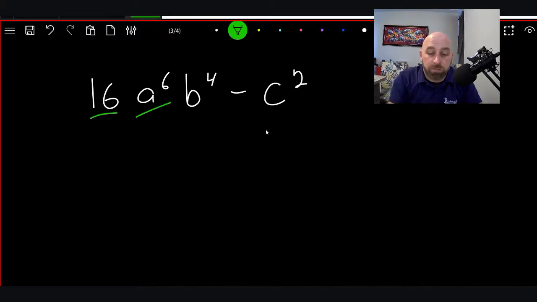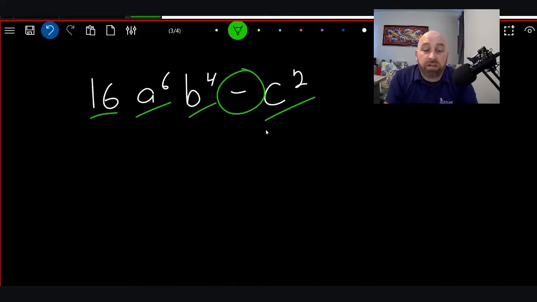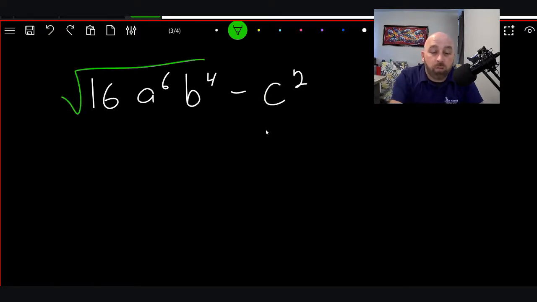So look, perfect root, perfect root, perfect root, difference. Guess what we have? We have the difference of 2 squares. So what do we need to do with this? We need to square root this, and then turn it into a conjugate.